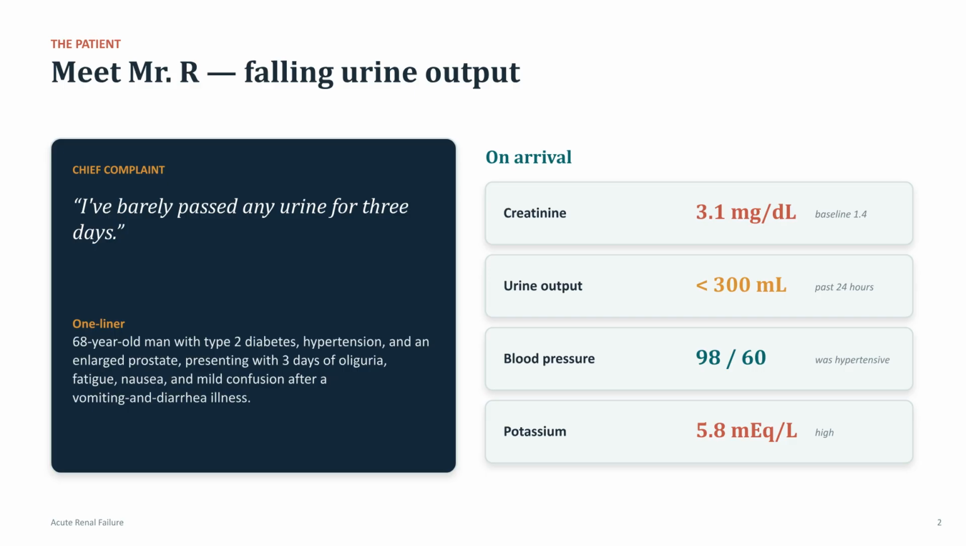Let's meet our patient, a 68-year-old man presenting with 3 days of decreased urine output. He reports fatigue, nausea, and mild confusion, following an illness involving vomiting and diarrhea. His labs show a significant rise in creatinine and elevated potassium, setting the stage for our clinical reasoning process.